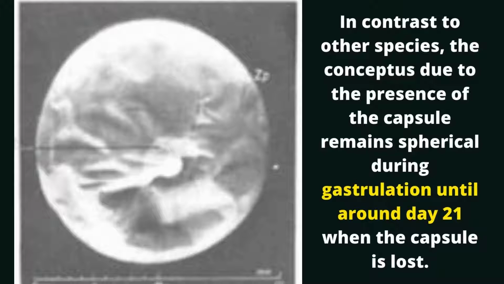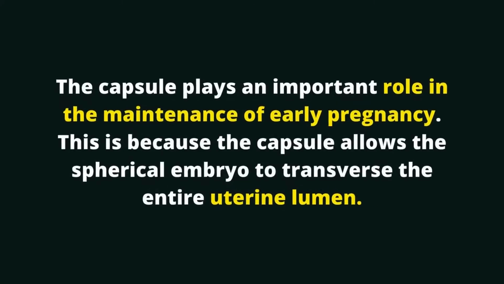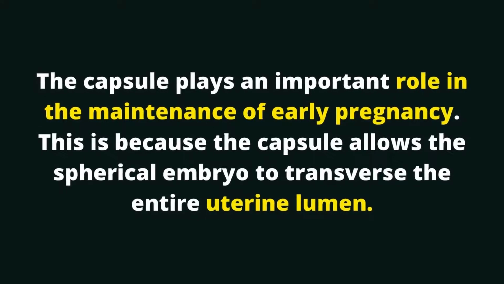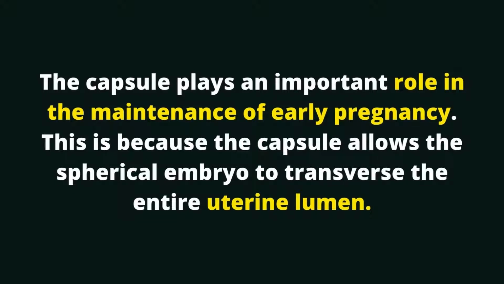So we can see in this figure an early illustration of the equine capsule. Here is a 14-day equine conceptus illustrated by Cowling in 1937, clearly showing the capsule labeled as CP or zona pellucida here. We must also take note that the capsule plays an important role in the maintenance of early pregnancy. Why? It is because the capsule allows the spherical embryo to traverse the entire uterine lumen during day 6 to 17, providing the signals essential for pregnancy maintenance. So this will be discussed more in chapter 9.